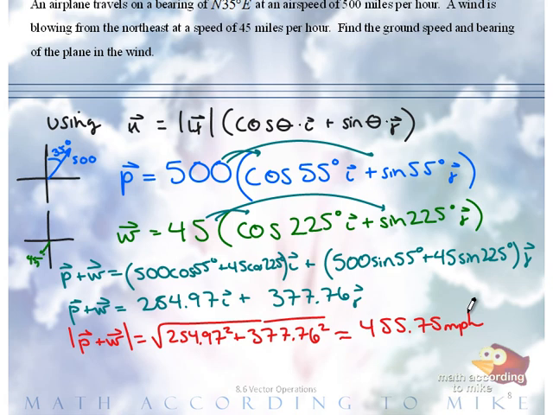How do we figure out the bearing of the plane? I'm sorry, the bearing of the plane in the wind. Let's clean some stuff up here. So what we just found in this teal color here was the component form of the plane in the wind, meaning we would go over 254.97. We would go up 377.76. So this vector would represent the plane in the wind.